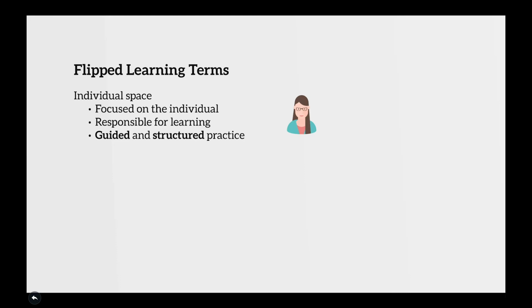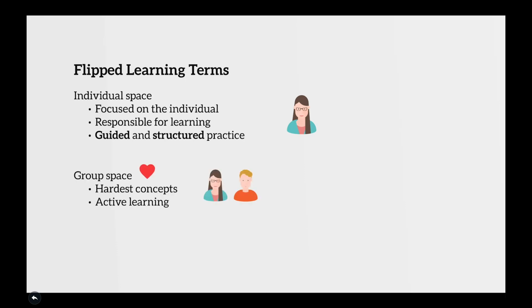Rather than having them only read content, for example, students could watch instructor-created or curated videos, answer questions, complete a short quiz, and so on. While direct instruction is typically used in the individual space, discovery learning, such as case studies and simulations, can also work. The heart of flipped learning is the group space because it supports active learning.